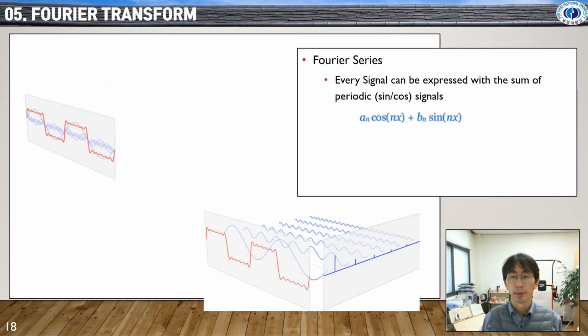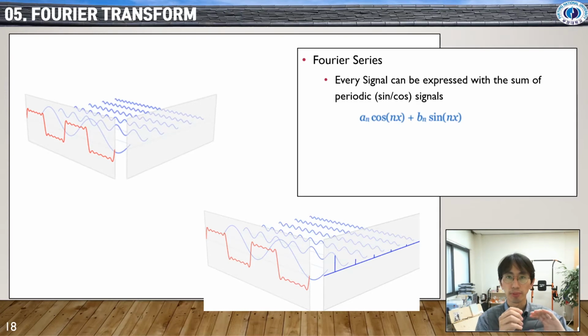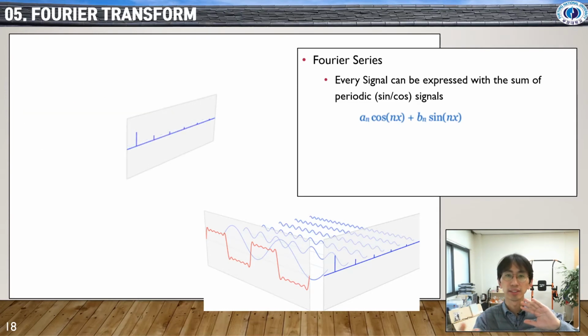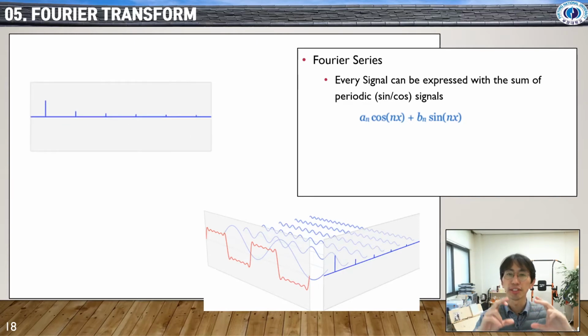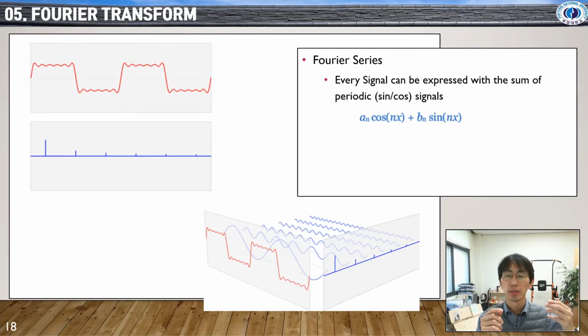So when we divide a complicated signal into many sine or cosine signals, each sine or cosine signal can be expressed with power and phase at a frequency.